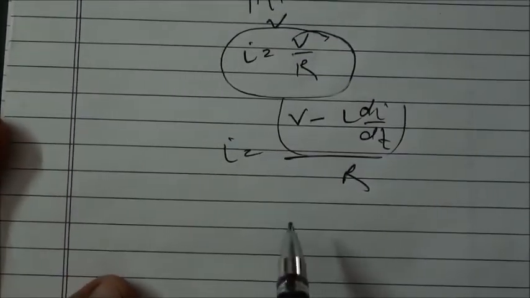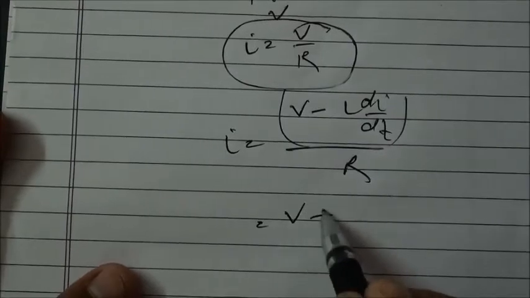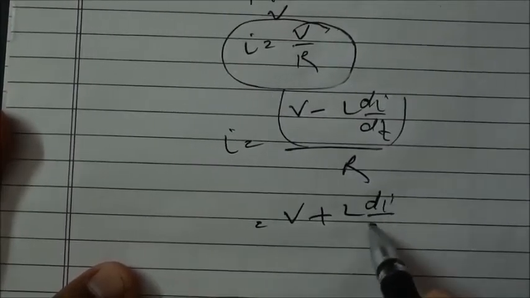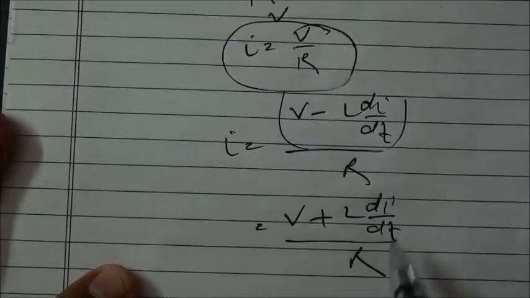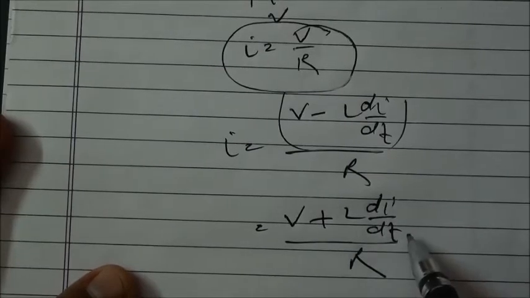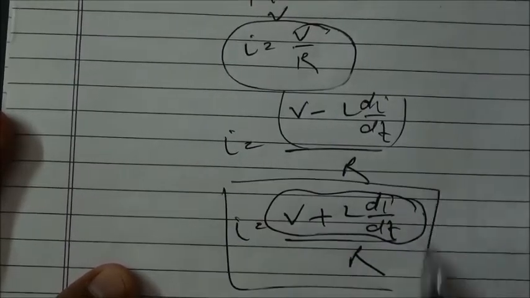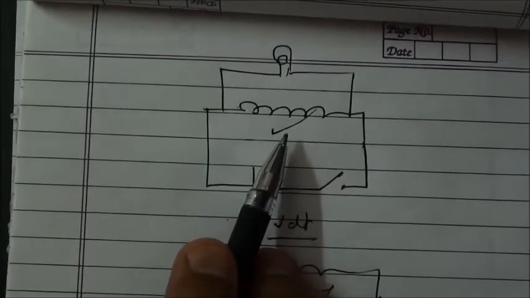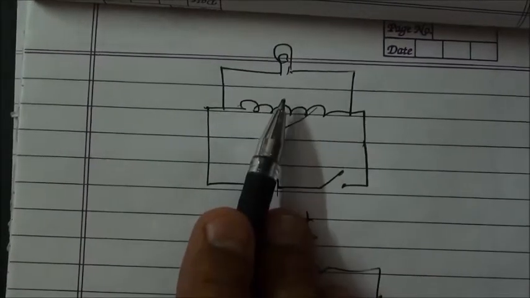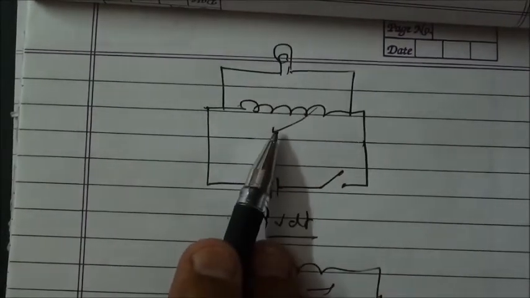But when we switch it off, then it is (V plus L di/dt) upon R. The reason is that di/dt is negative. When we switch off, the current is decreasing with time. So the net EMF is increased and the current is increased. The same thing is happening in the activity that I am showing you. When we break the circuit, the bulb is lighted, otherwise not.